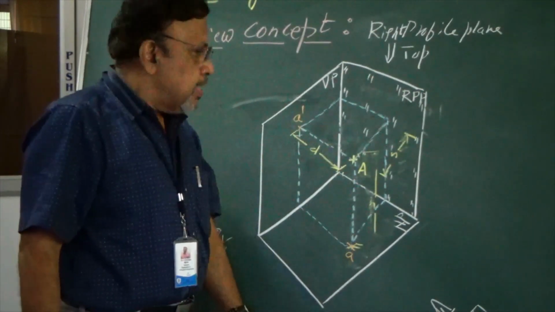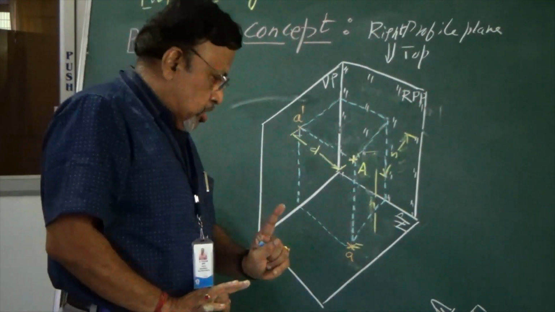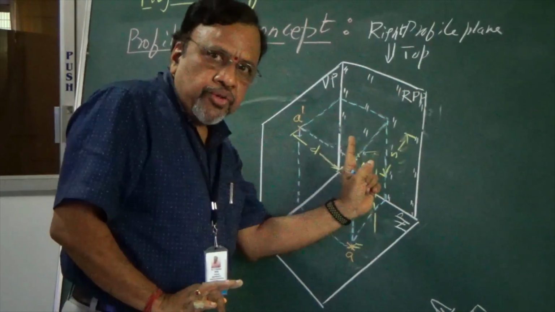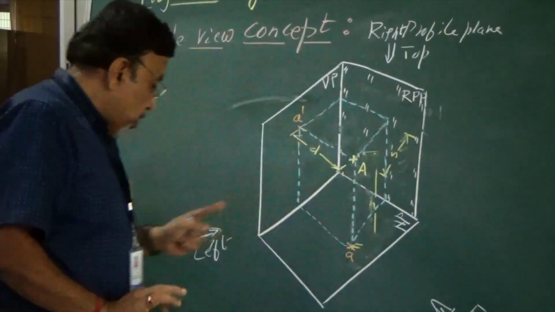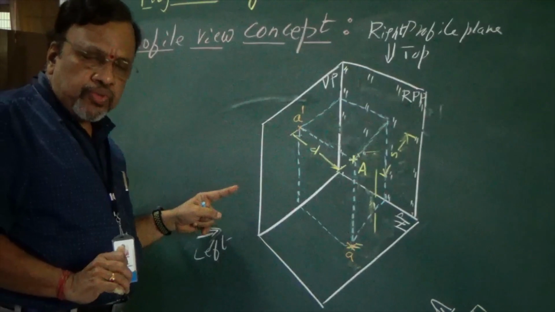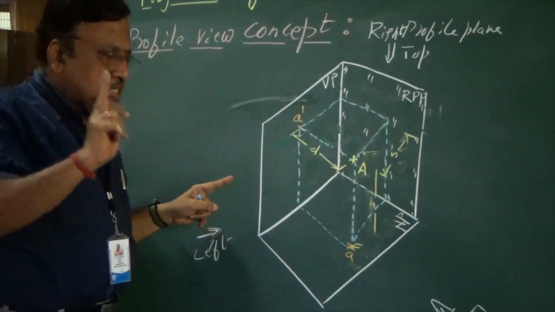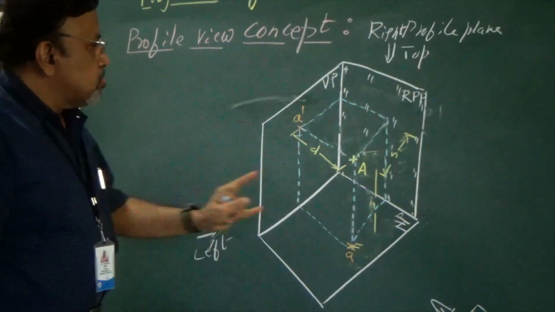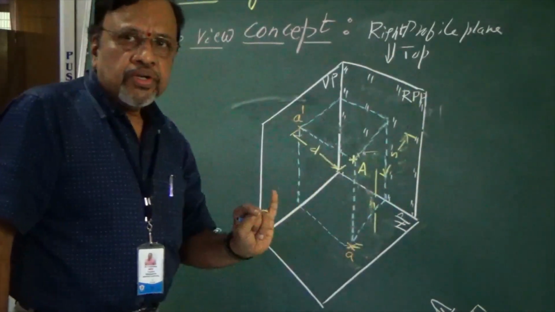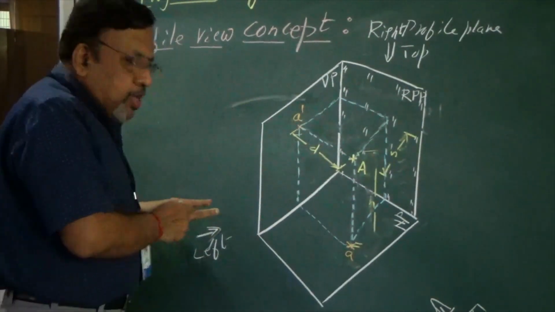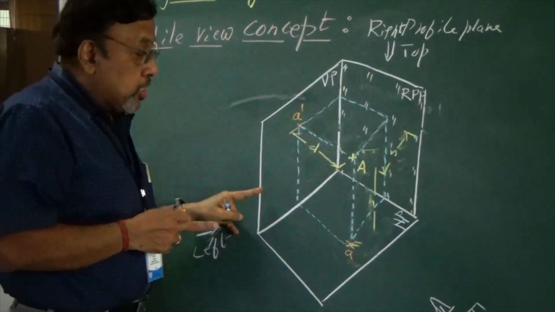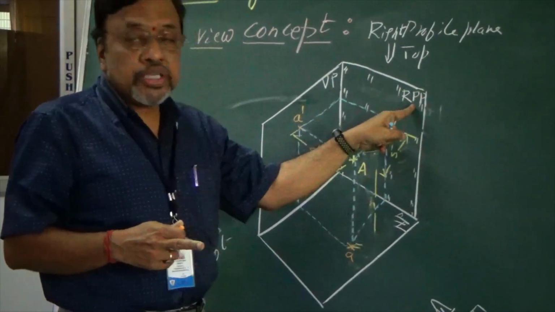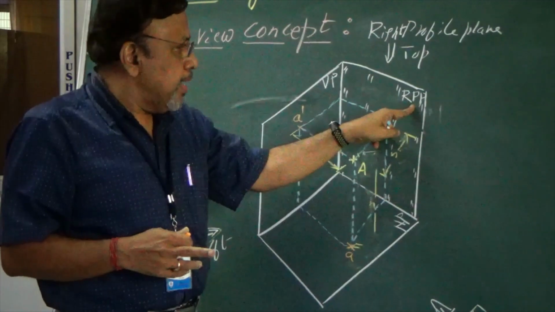Now I told you just now, to draw the side view, I need to view from left only. Why should I view from the left? Because in first angle projection, the object should always be between the observer and the plane. So, I am viewing from the left side and projecting onto which plane? The reference plane, that is RPP, right profile plane.